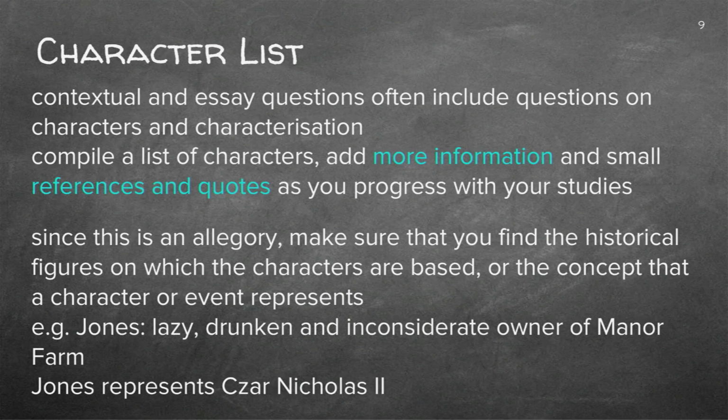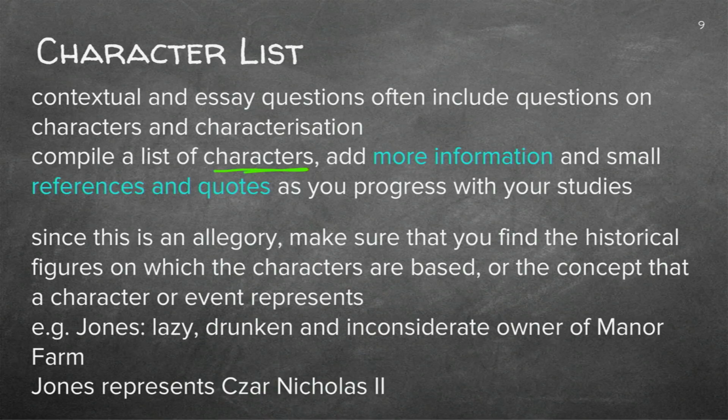And remember, I said you start putting together for yourself a character list. Very often in contextual essay questions, you are given questions that revolve around characters and characterizations. So compile your list of characters. Make sure you know who this character is, what his qualities are, what are his characteristics, who does he represent in terms of allegory. Just make a note of it. And then also how the character changes throughout the novel.